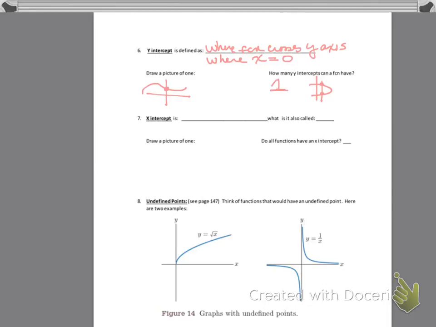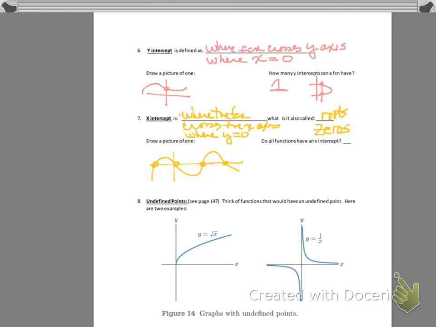All right? X-intercepts. We can say that an x-intercept is where the function crosses the x-axis. So that's one thing you can say. Or you can say where y equals 0. Okay, what is it also called? It's called the roots or the zeros of the function. Okay, when you draw a picture of one, these points are x-intercepts.